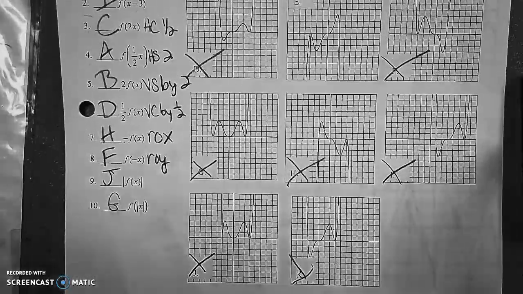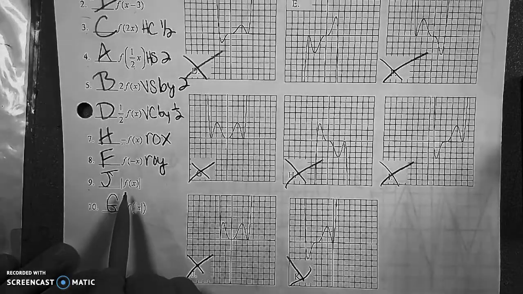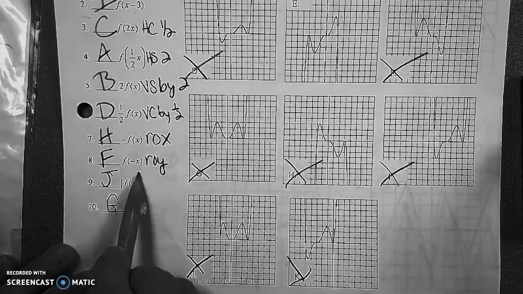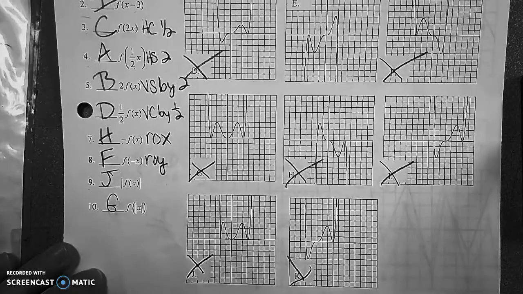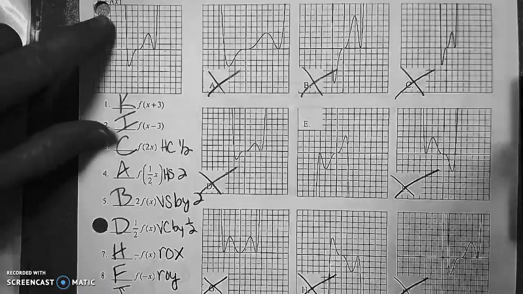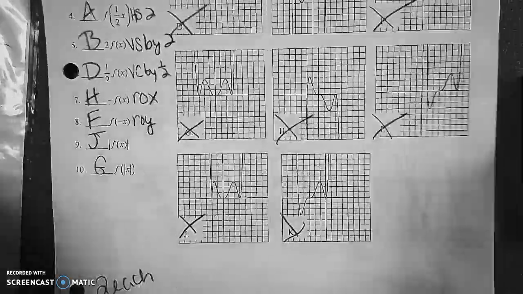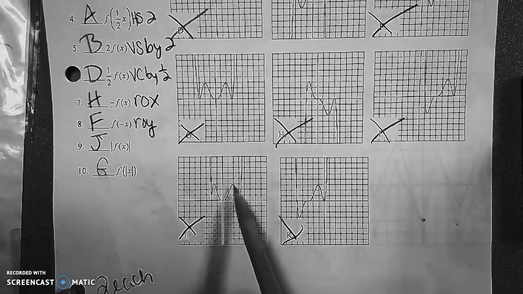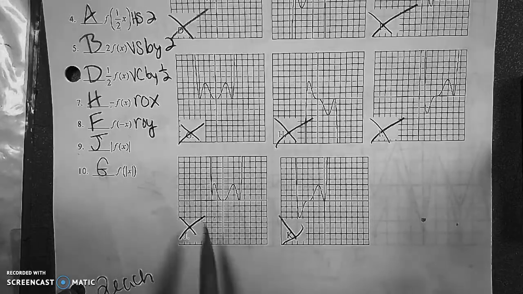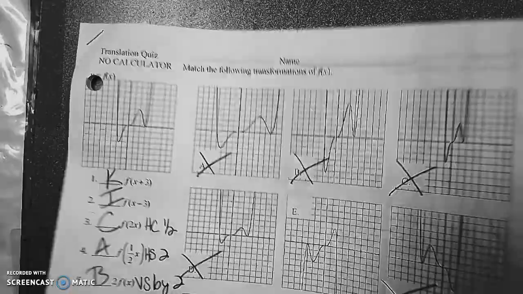A few of us got 9 and 10 mixed up, so I'm going to do 9 first. In 9, you're taking your y values and making your y values positive. If you compare your parent function, you can see that it's going to be J. I can't get both of those on the same document here, but it's going to be J. The right-hand side of the graph doesn't change at all. The left-hand side, you're just going to make these negatives become positive.